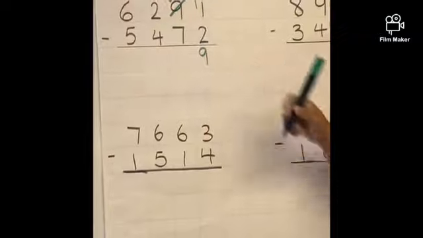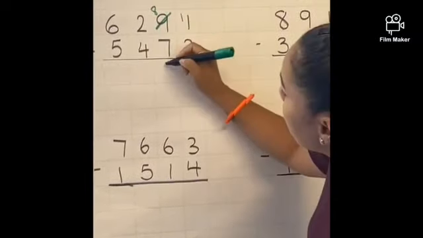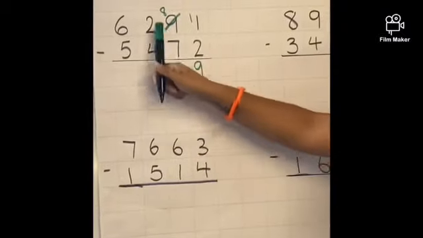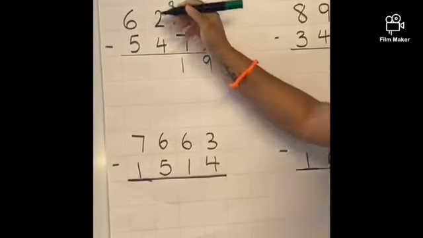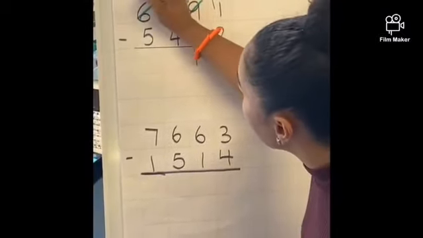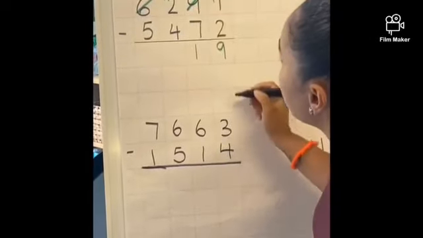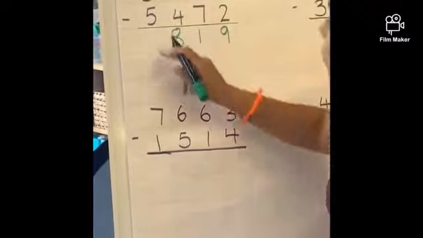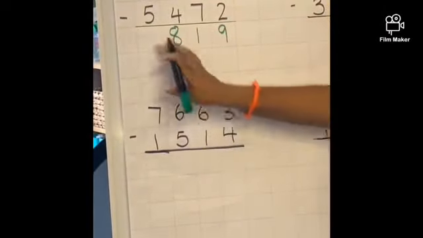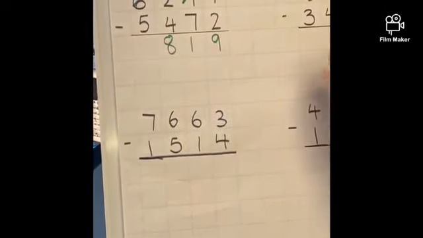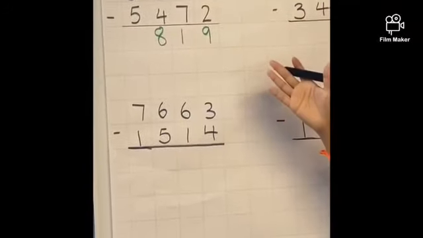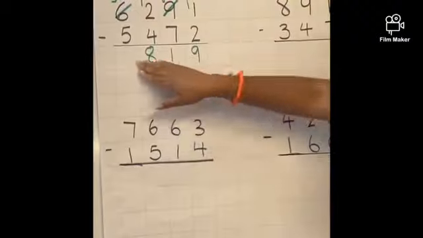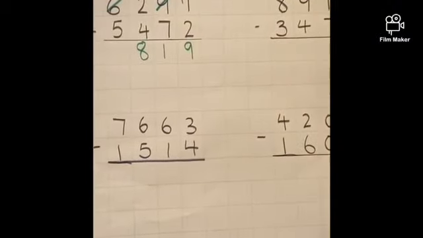Then I'm just going to move forward, which is 1, and then I'm going to move over again. I can't do that, so again I'm exchanging, going into my thousands column, 12, take away 4, which is 8, and then 5 minus 5 is 0. You can put a 0 there, but I know that if there's nothing there, there's no value in that place value. So my answer is 819.